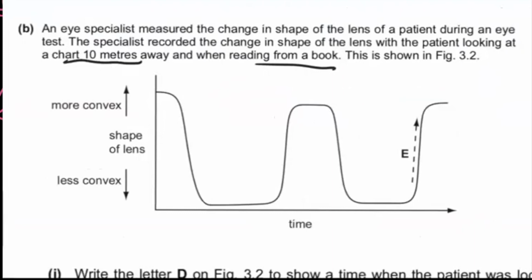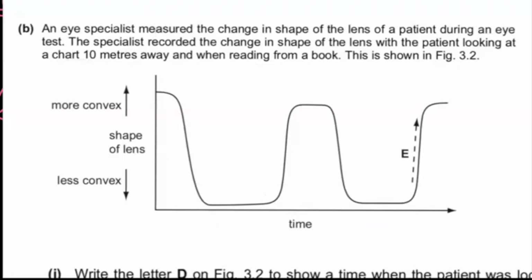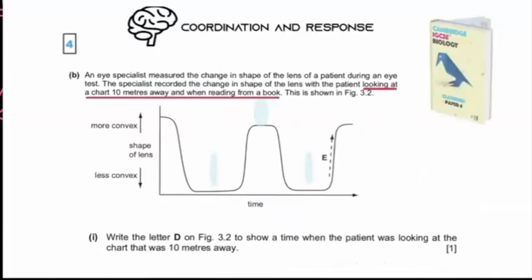So again, on the diagram, they want me to put letter D as he's focusing at something distant. I just need to take a look at the diagram. Right here and right here is where his lens is thinner. So that's why I'm going to put D and D, right? Again, if your lens is thin, this means you're looking somewhere distant, okay? Yeah, both parts must be included.